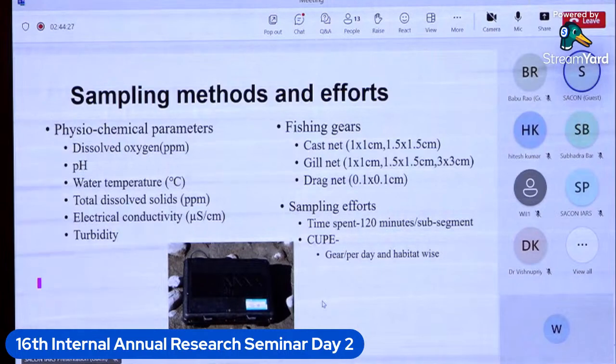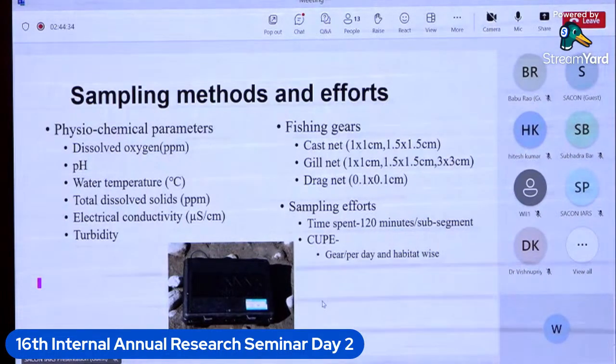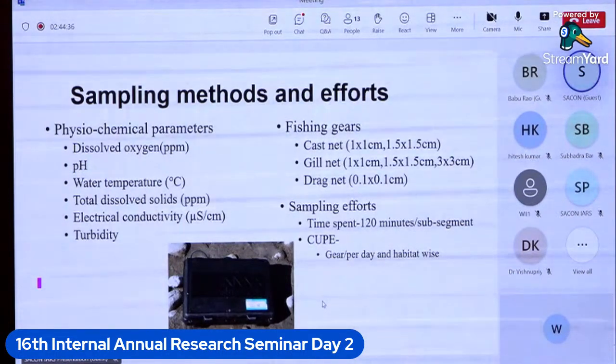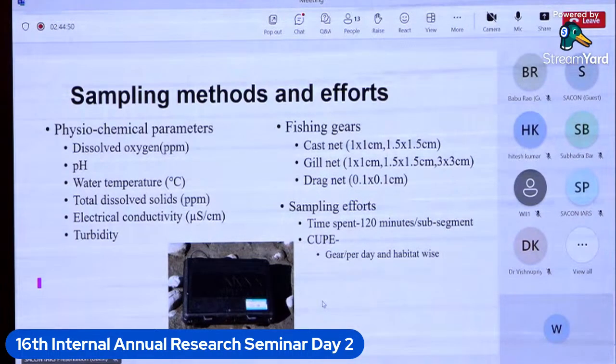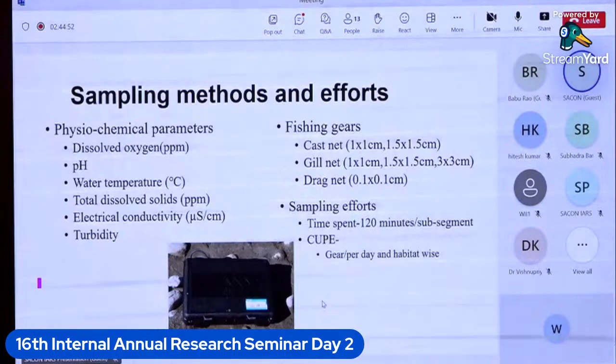As well as that, we strategize our fishing gears. We use cast nets of various mesh sizes ranging from 1 centimeter to 3 centimeters. And we also used a drag net, which is a mosquito net. We use these nets throughout our sampling. Sampling is standardized for around 2 hours per sub-segment in order to maintain the catch per unit effort.